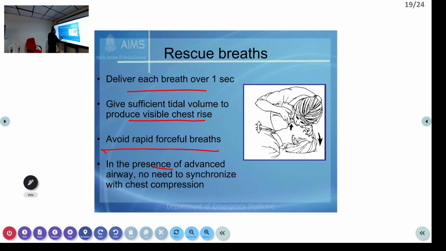In the presence of an advanced airway, meaning the patient is already intubated or you have inserted an LMA, 30:2 is not needed. You just continue compressions at a rate of 100 to 120 per minute, and every 6 seconds you deliver one rescue breath. Suppose the patient is connected to a ventilator or you have put an LMA, there is no need for 30:2. Remember, every 6 seconds you give one rescue breath. Clear?